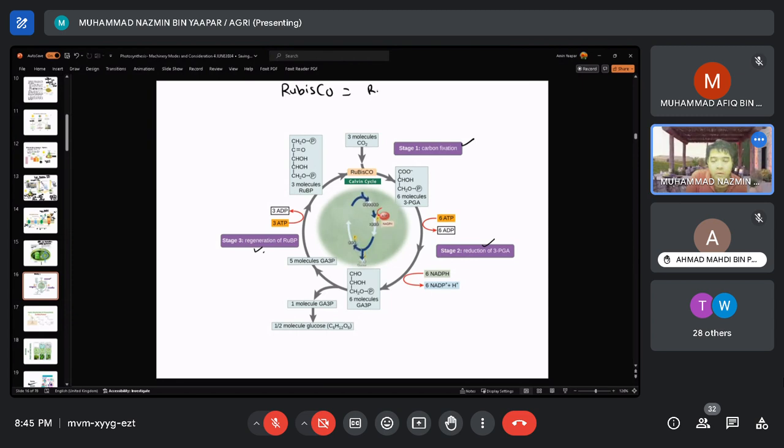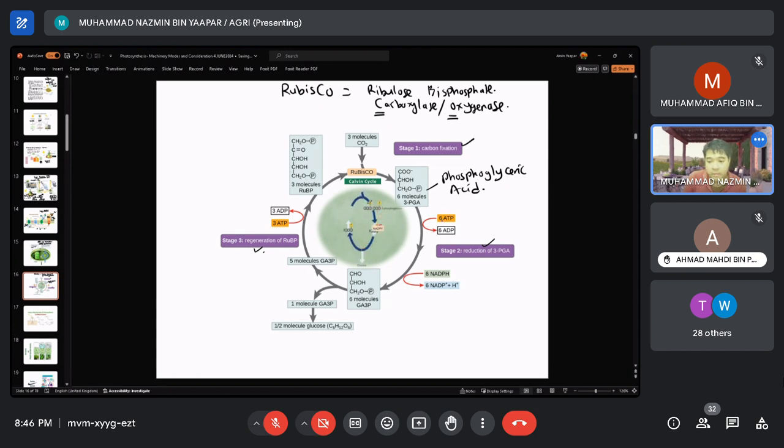The full name is ribulose bisphosphate carboxylase oxygenase. Right. When I have written in such a way, that means you are expected to remember this forever. Right. So Rubisco is the enzyme that catalyzes the reaction. So with this reaction, you are getting the first precursor molecule that is called PGA, phosphoglyceric acid.